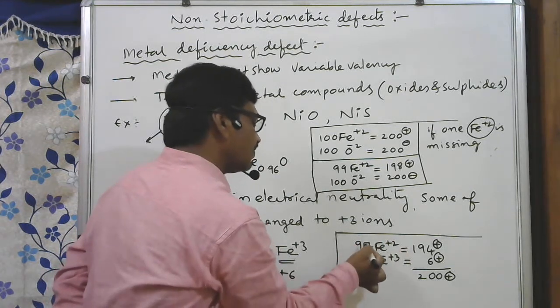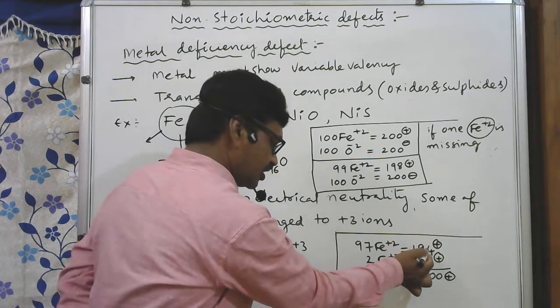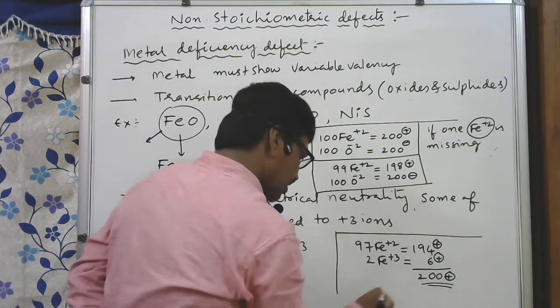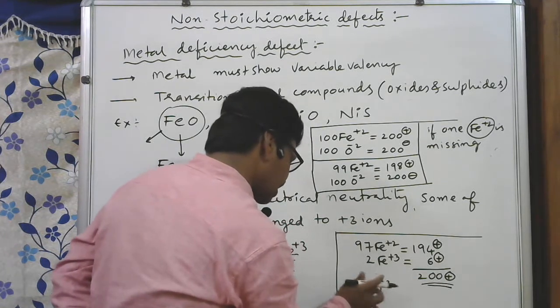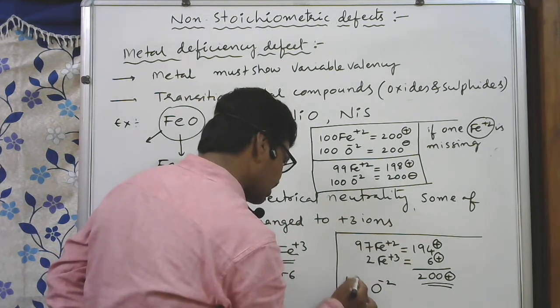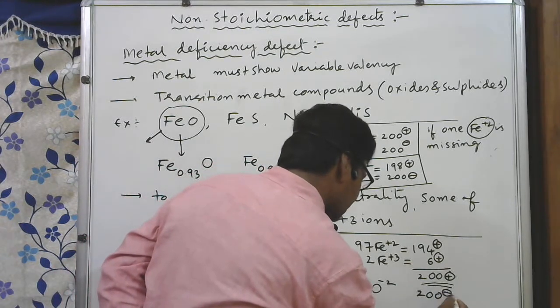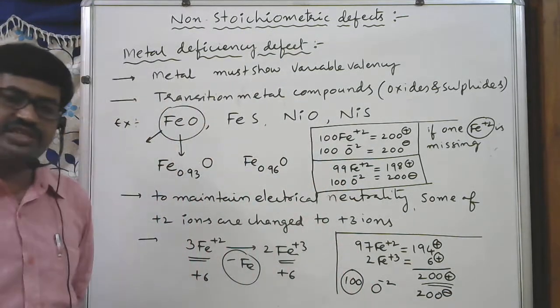If you observe here, 97 into plus 2 is 194. 2 into plus 3 is 6. The total now becomes 200. And the oxygens remain the same. How many? Each oxygen is minus 2 and 100 oxygens are present. Therefore, 200 negative charges are present. 200 positive charges, 200 negative charges.